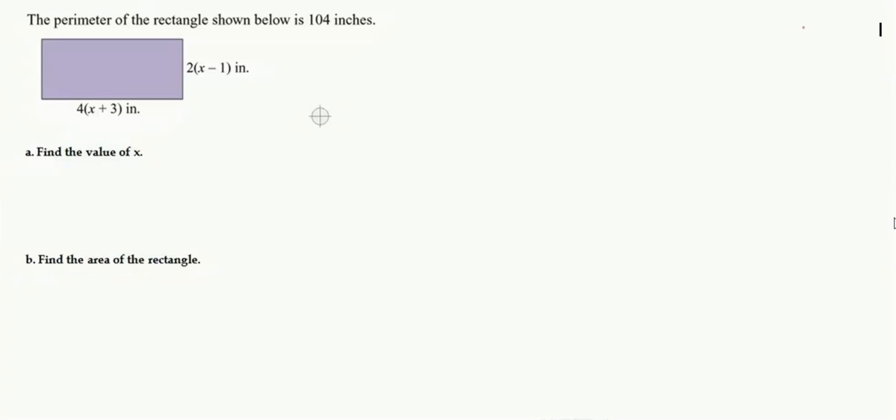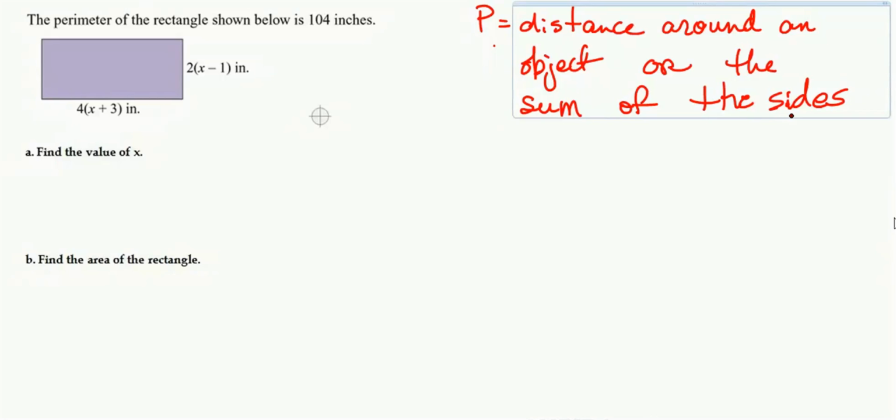Okay, so the perimeter of this rectangle shown in the picture, the purple one here, is 104 inches. Perimeter. Remember, what is the perimeter? Perimeter is going to be the distance around an object, or it could be the sum of all the sides. For a rectangle, we can write this.